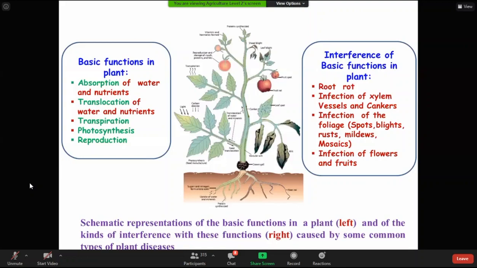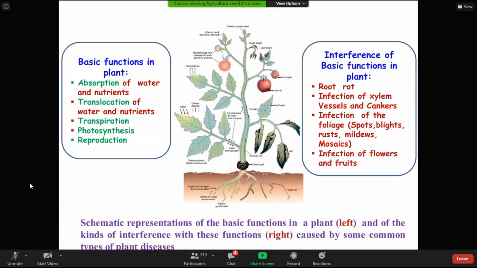And all these basic functions are interfered with by the infection of the plants. For example, some pathogens survive in the soil and infect the root, and the roots become rotten. If the root rots, what will be affected? Water and nutrient absorption will not happen.